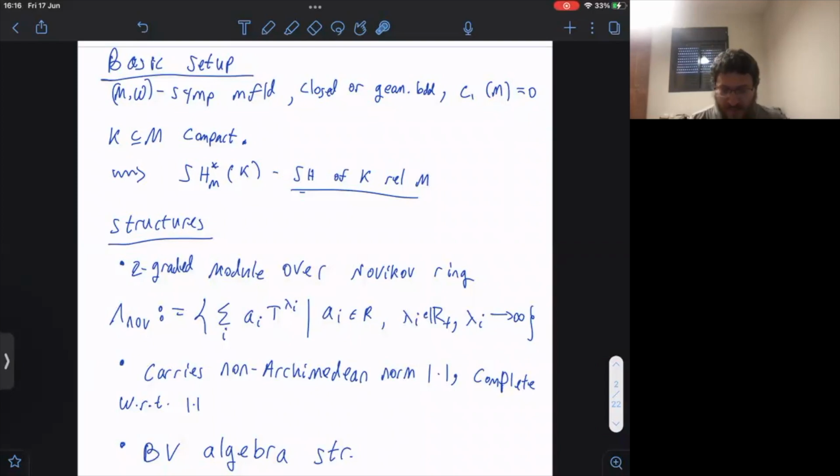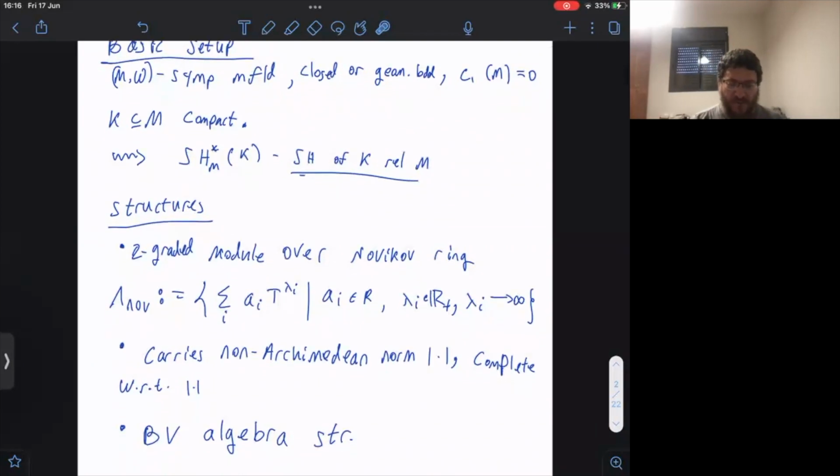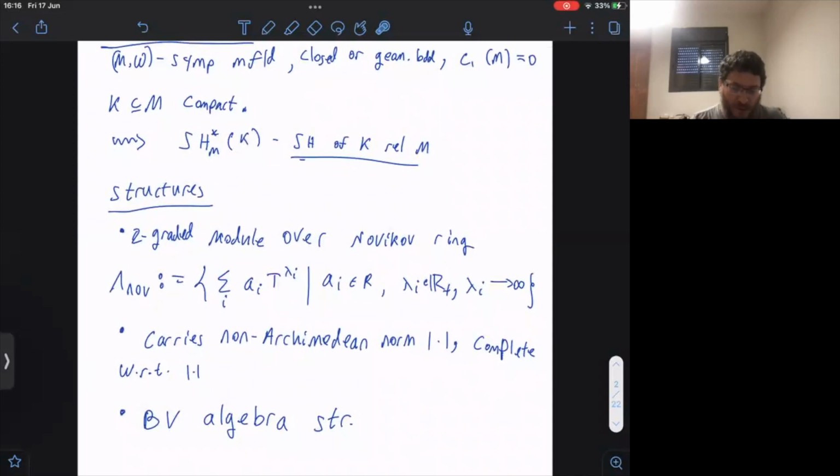Now, before I describe what it is, I will describe what kind of object it is. It has a number of structures. First of all, it's a Z-graded module over the Novikov ring, where the Novikov ring is the set of formal sums where you allow arbitrary non-negative real powers, with coefficients in some ground ring R, and you only require that these powers go to infinity. So relative SH is a Z-graded module over it.